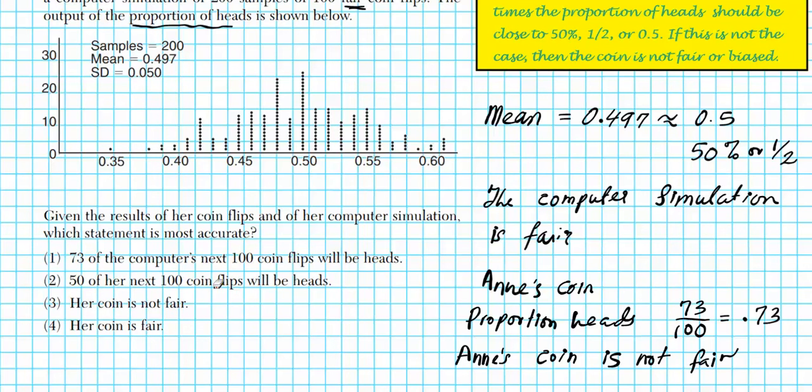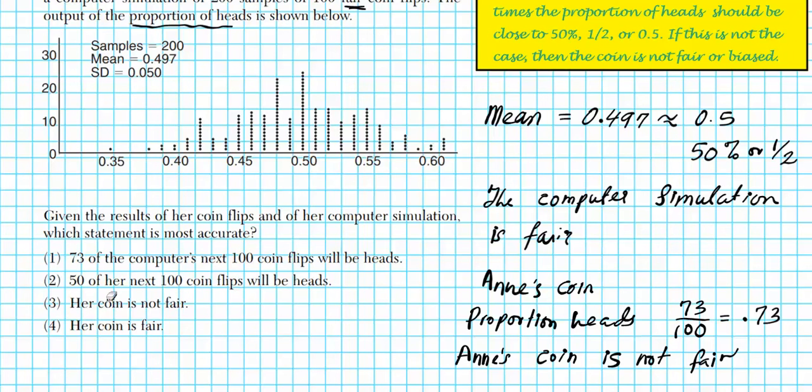50 of our next 100 coin flips will be heads. This is very unlikely, again, because the coin flip is biased to begin with, and secondly, you cannot predict exactly what the outcome of an experiment is going to be until you're done with it.